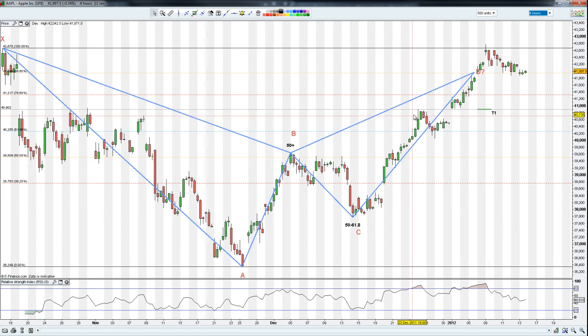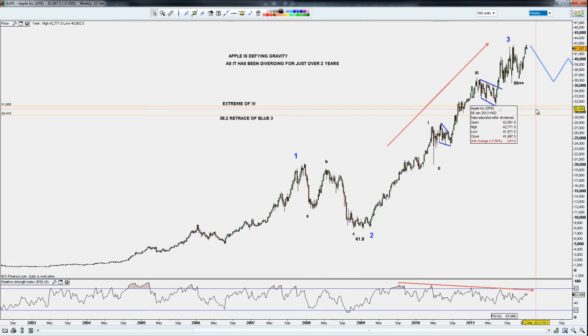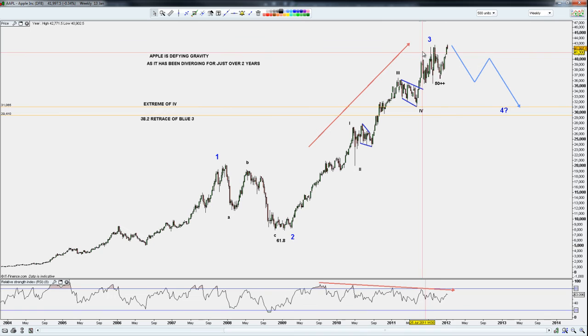$409 or thereabouts. Again, the reason for that, we go back to the weekly, is that often a third wave will retrace back to the extreme of the 4, but my target is quite conservative, in that we're looking at $409 initially, and then if it does drop further down past these significant points of support, it may eventually get down to here, which is about $310. So we've got to wait and see what it does.